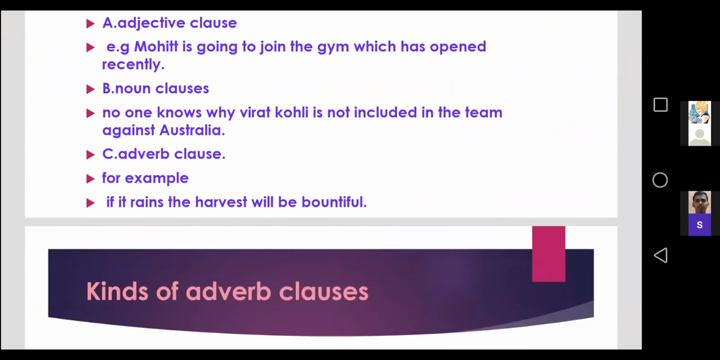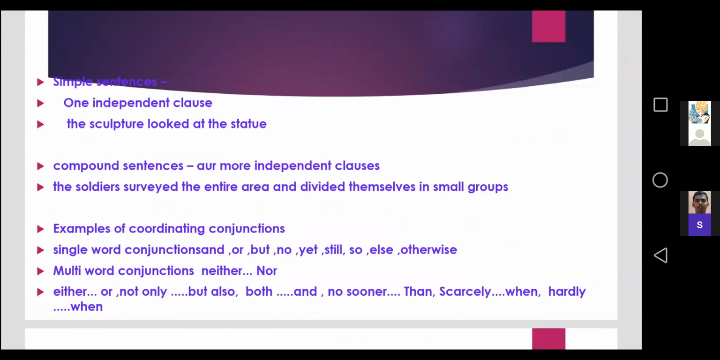Apart from this, we have neither nor, and such kinds of coordinating conjunctions, right? So we need to go through not only but also, and otherwise. All these are examples of coordinating conjunctions. And you have to remember something important: coordinating conjunctions are used only for compound sentences. Then what do we use for complex sentences? For complex sentences, we use subordinating conjunctions.